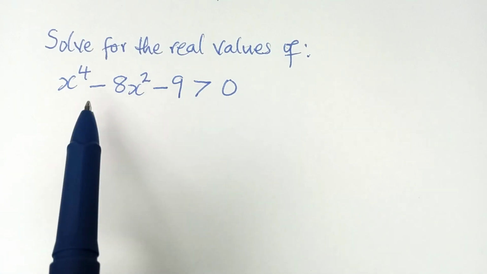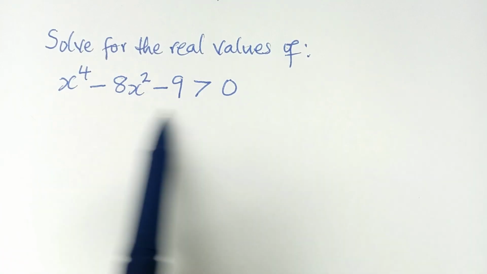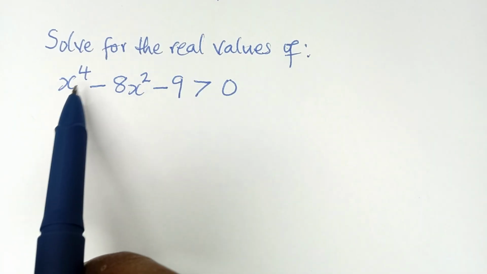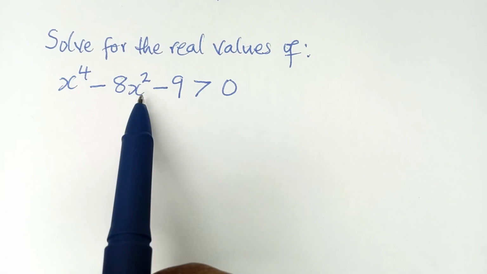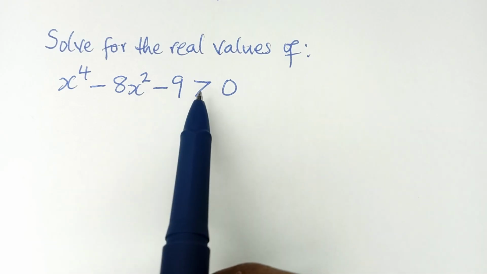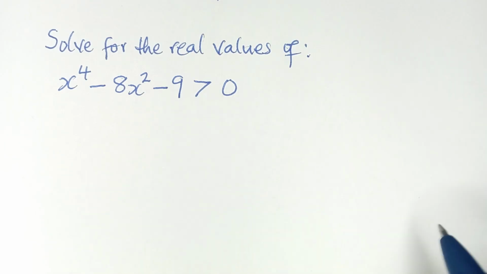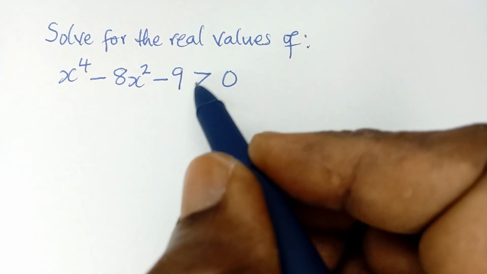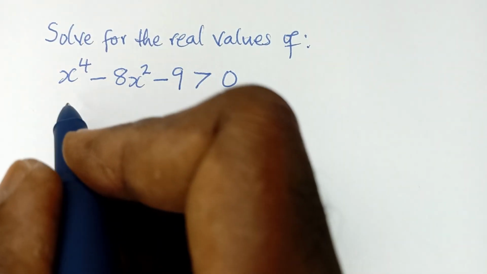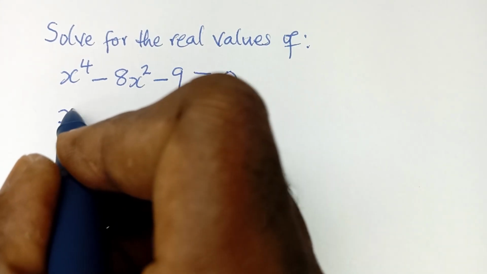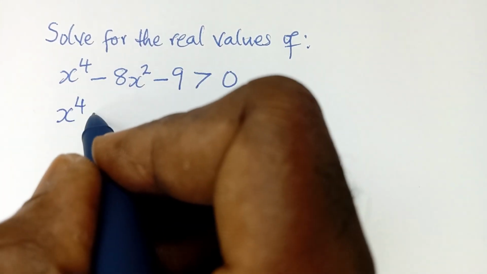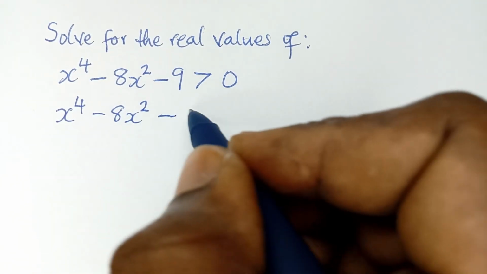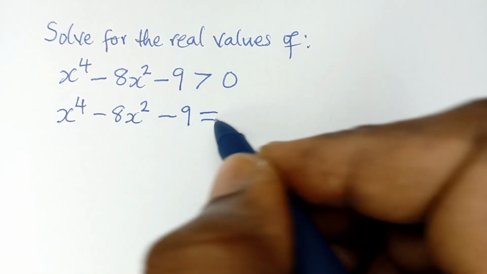Hello, let's look at this inequality question together. It says solve for the real values of x raised to power 4 minus 8x squared minus 9 is greater than 0. Now, for us to solve this inequality, first of all, let's change this inequality sign to an equality sign by writing this as x raised to power 4 minus 8x squared minus 9 is equal to 0.